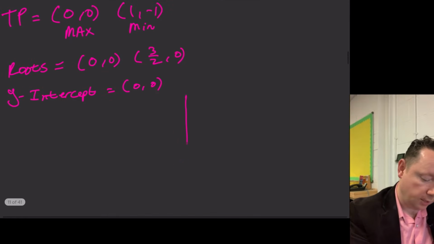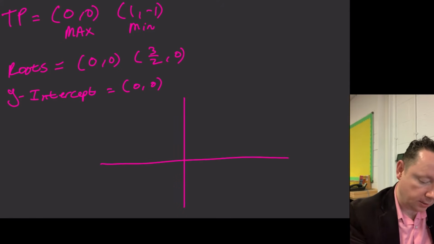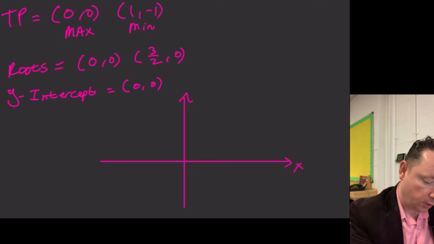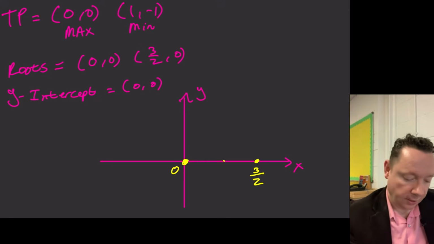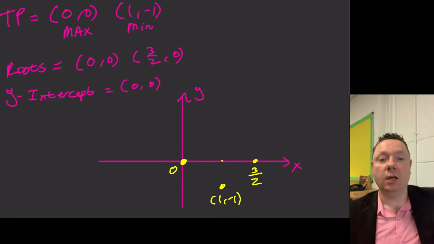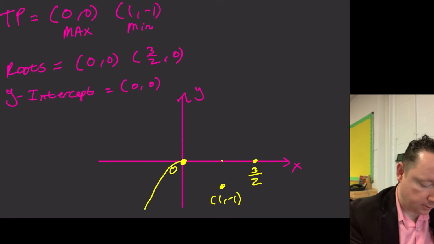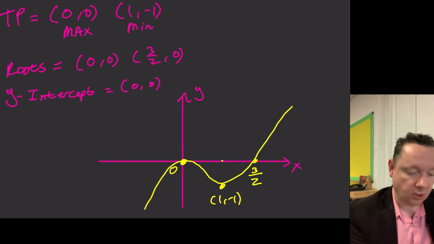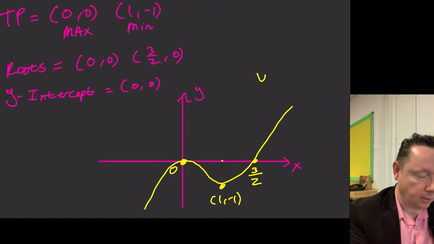So we draw a quick sketch, x and y-axis, noting our points, which I'll use a different colour for. We've got 0, 0, and we have 3 halves, 0. Then we've got a minimum at 1, minus 1, where 1 is going to be before 3 halves. So 1, minus 1 might be about here. It's a cubic, so there's a max, a minimum, and then it goes on. So there's your graph of y equals 2x cubed minus 3x squared.